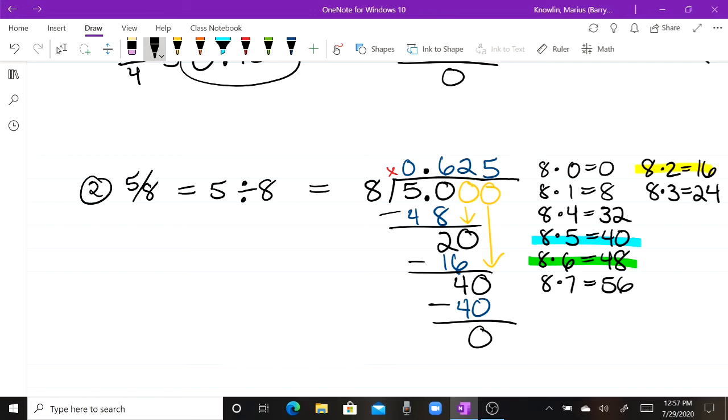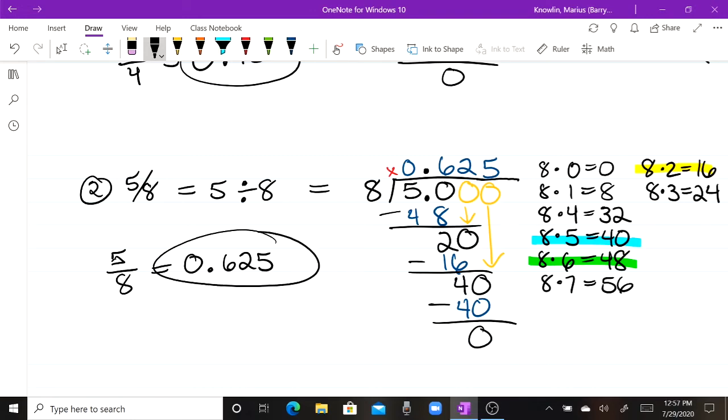So now I know, now that I have my final answer up top, I know that 5/8 or 5 divided by 8 is really equal to 0 and 625 thousandths. Final answer.